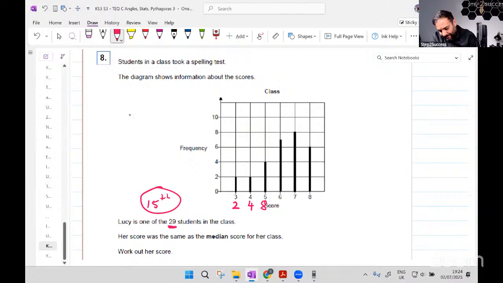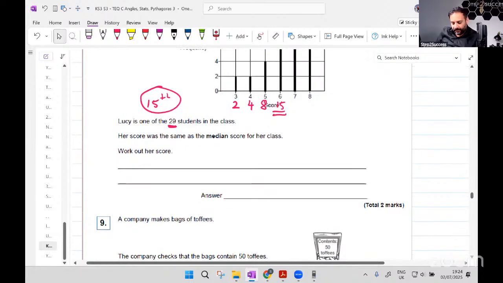The next 7 students scored 6. So that means the 15th student, if we put them in order, must have scored 6. You're sort of cumulatively adding them up to get to halfway. And so I think it's 6.